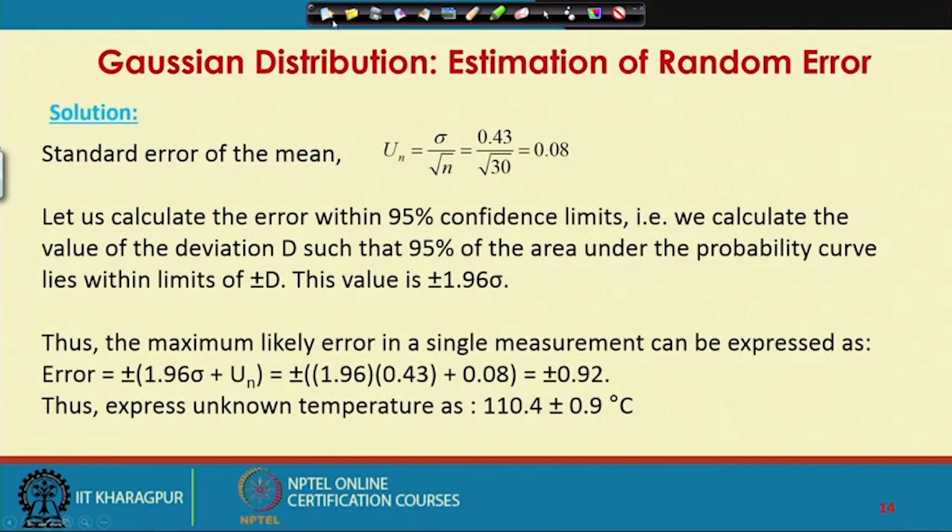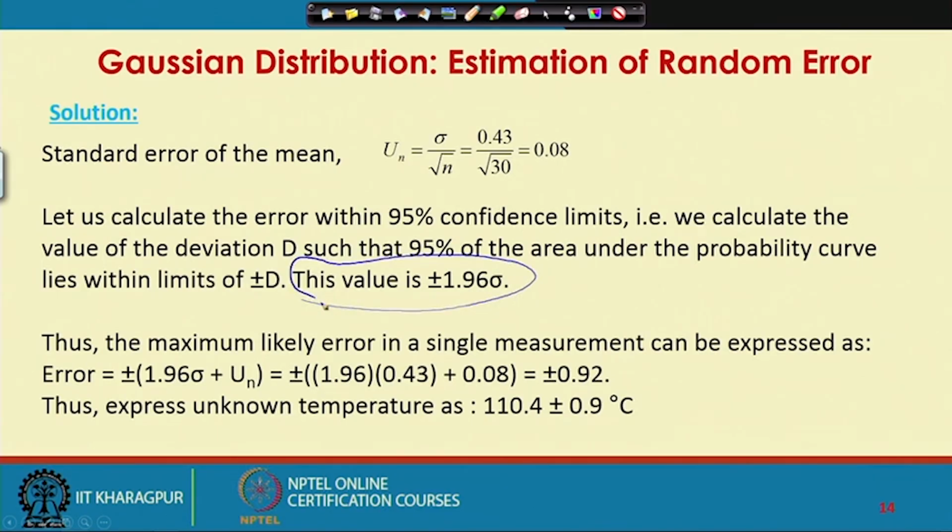If it is 95.44% at 2 sigma, we intuitively feel that x will be very close to 2. Actually, it is 1.96. So, within plus minus 1.96 sigma, 95% of the observations will lie. So, you get the value as 1.96 into sigma.